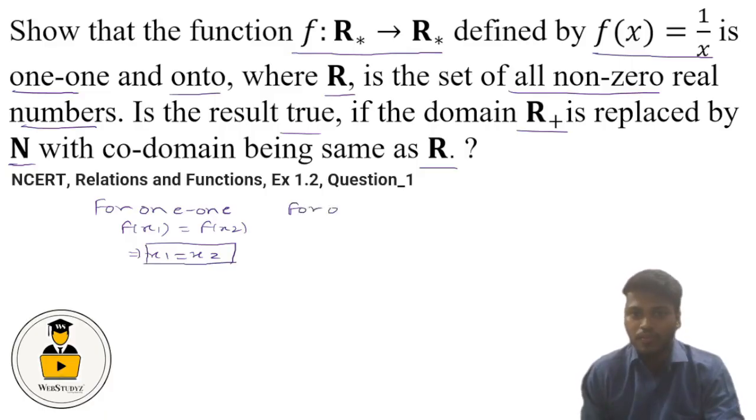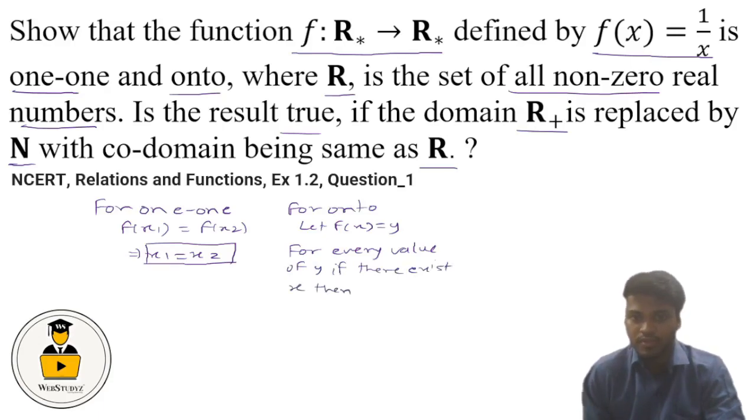And for onto, we assume let f of x equals y, where y belongs to the codomain. Then for every value of y, if there exists an x, then we can say that f is an onto function. So let us check whether the given function satisfies these two properties or not.